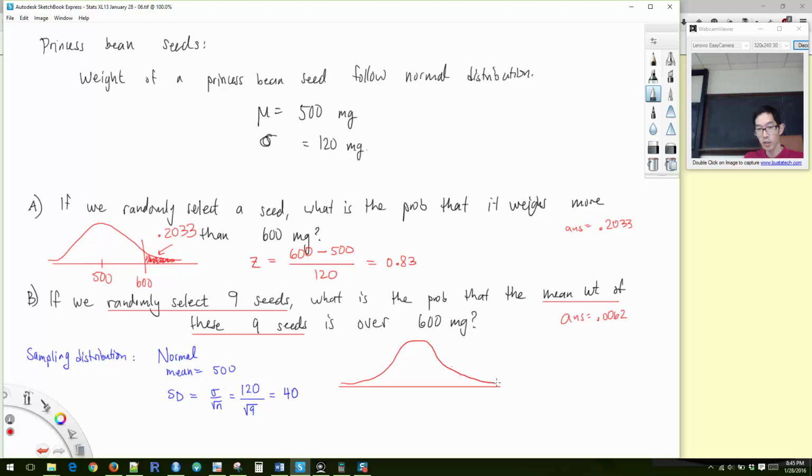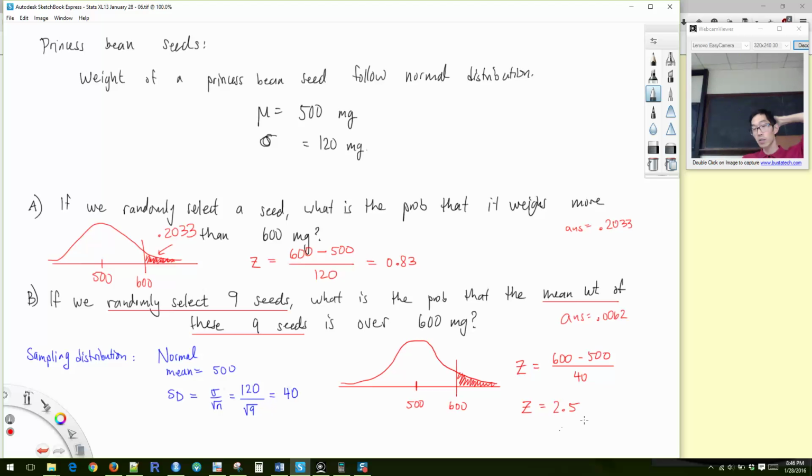Okay, the key here is recognizing that we're asking about the mean weight of a sample, so we're dealing with the sampling distribution of y bar. Okay, so I'm centered at 500. My cutoff is still 600. Okay. But what happens to my z? My z is now going to be 600 minus 500, and I'm dividing not by 120, but by 40. Okay? So my z ends up being 2.5. Okay? So this is a dramatic difference, right?